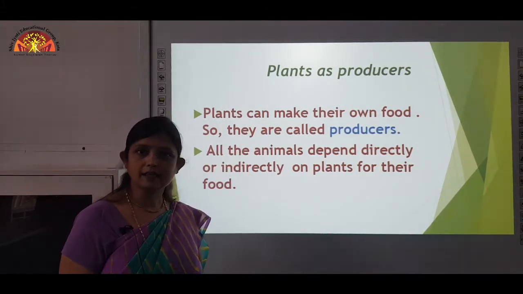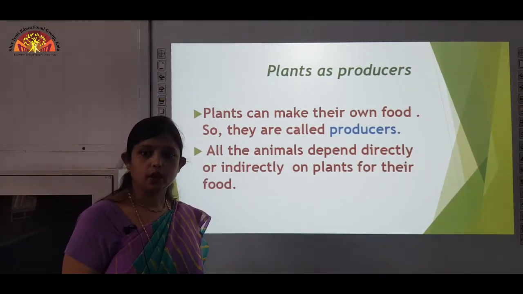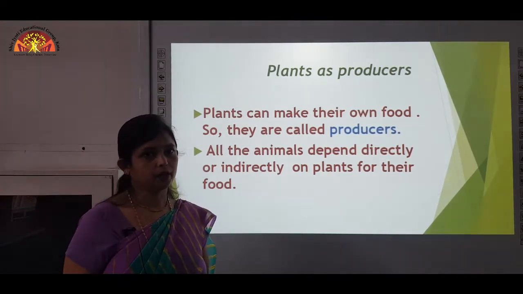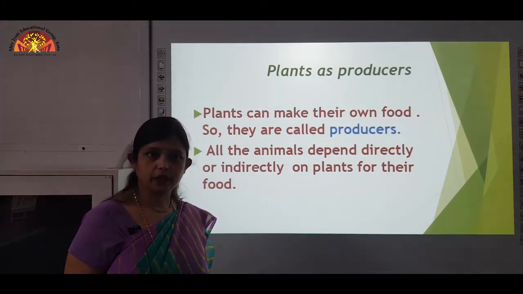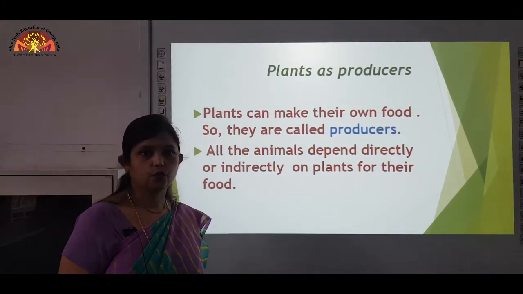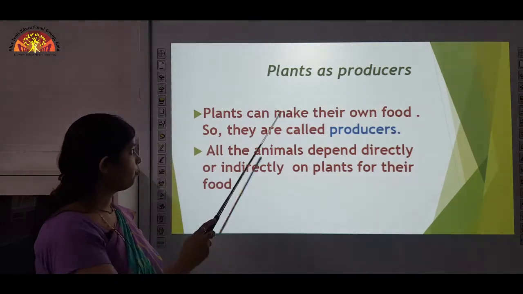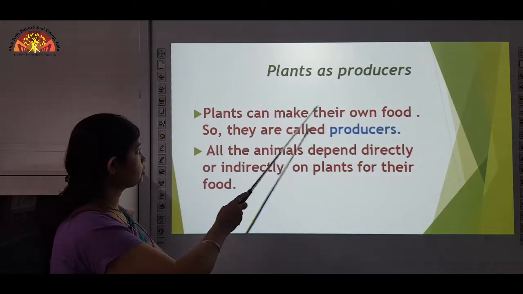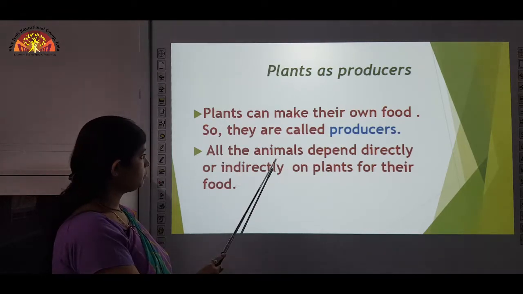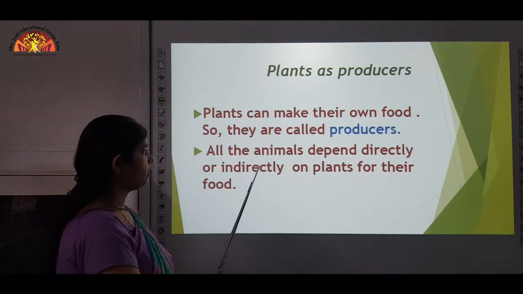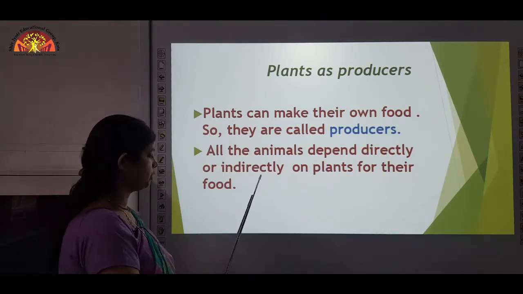The answer to this question is that plants are also living beings, but they can prepare their own food. They use the raw materials from nature and prepare their food by themselves. As they make their own food, they are called producers. All the animals depend directly or indirectly on plants for their food.